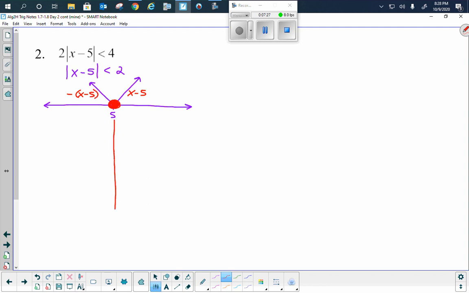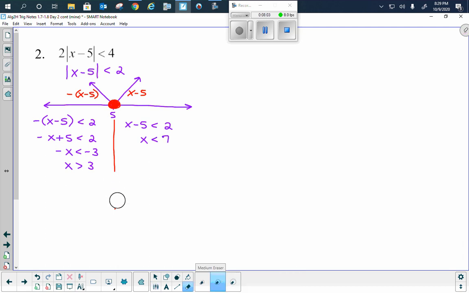Divide this into 2 sections. So using this method then, hopefully you've got this down now, you'd have the opposite of x minus 5 is less than 2, and x minus 5 is less than 2. Solve each. So negative x plus 5 less than 2. Negative x would be less than -3. And dividing by a negative is going to switch that sign, so x is greater than 3. This one would be x is less than 7.